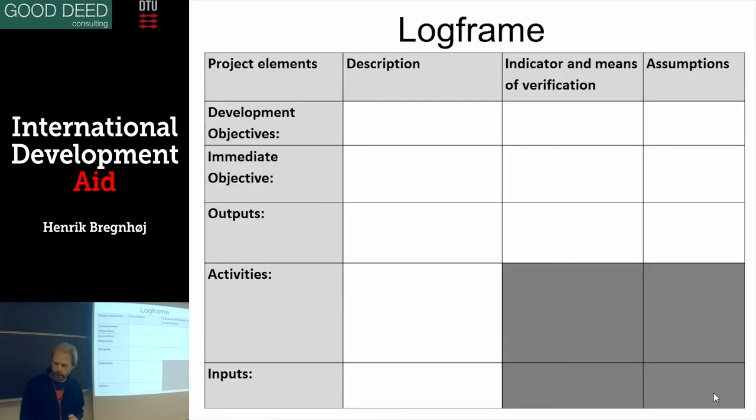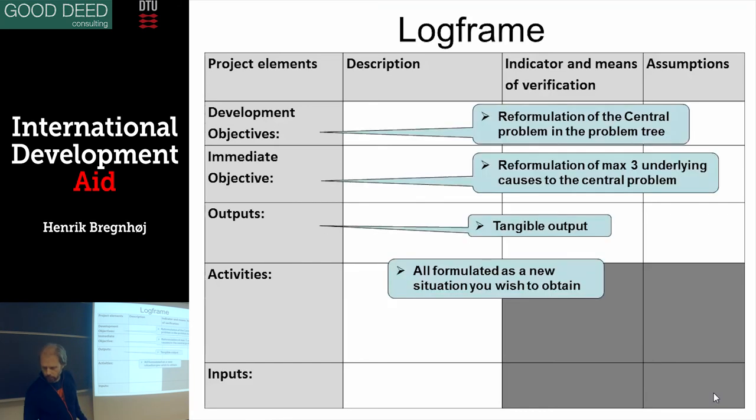And it's put into a log frame matrix here, where you can see the same headings: development objective, immediate objective, outputs, activities, inputs. So here's the description of it. And I'm taking an example. Yeah, that's right. This is the connection here.